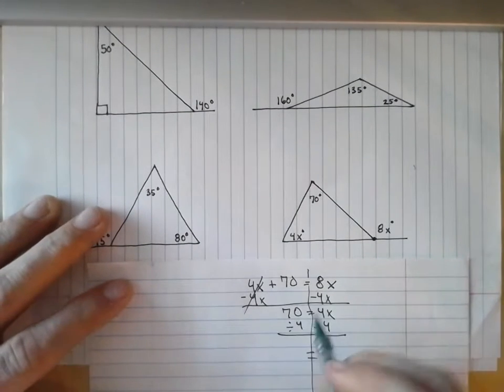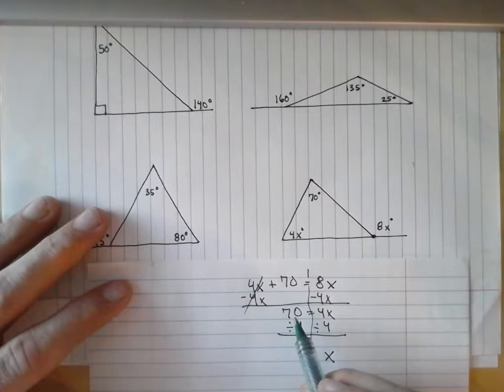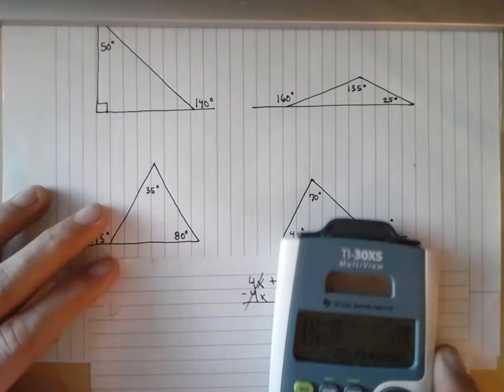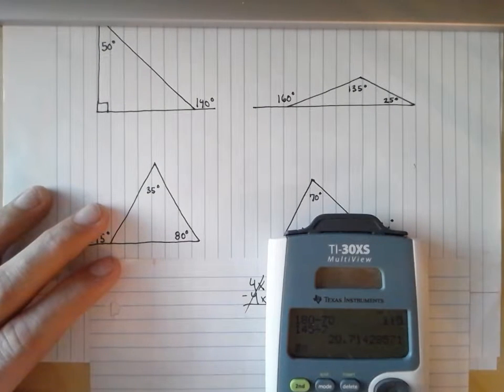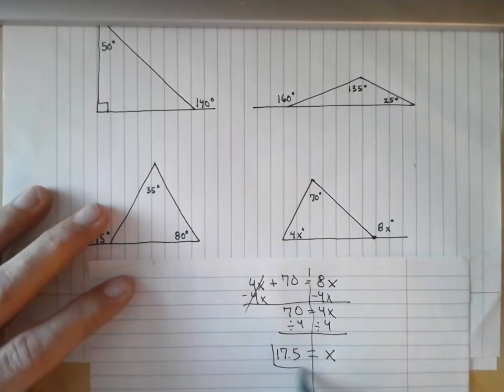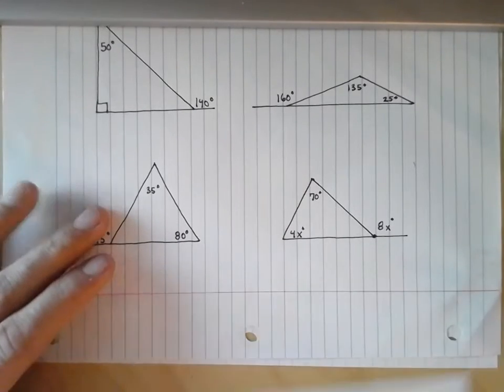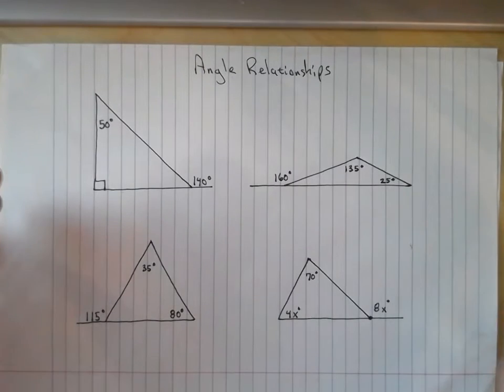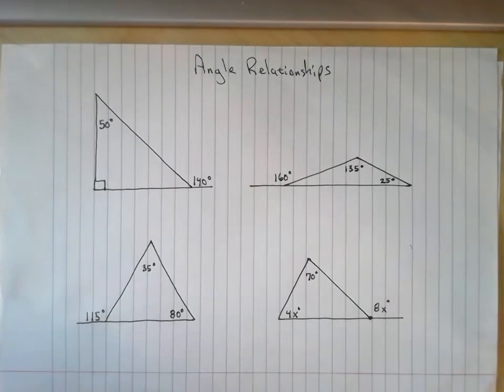4 goes into 70, I think 17.5 times. So x is 17.5, and I will check that on my calculator. 70 divided by 4 is indeed 17.5. So these are called angle relationship problems. And again, I encourage you to go back and rewatch the video and understand why I set the equations up the way I did.